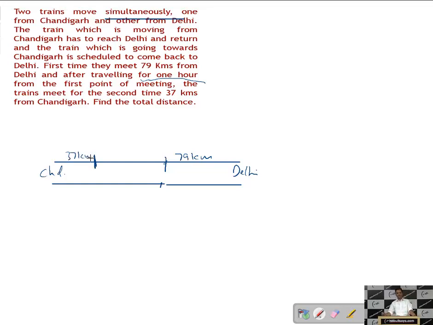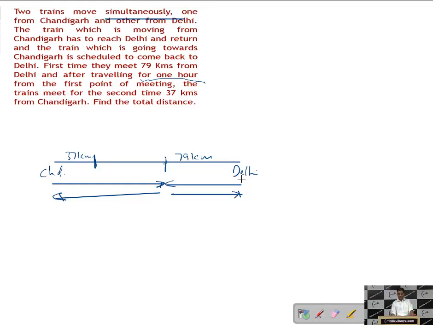Now student, when two bodies are covering three distances, then always the formula will be, first of all, know why three distances. This is the first distance. The person who is moving from Chandigarh will cover this much, the one moving from Delhi will cover this much. After that, the person who is moving from Chandigarh will go to Delhi, and the person who is moving from Delhi will go to Chandigarh. Student, now these are two distances.